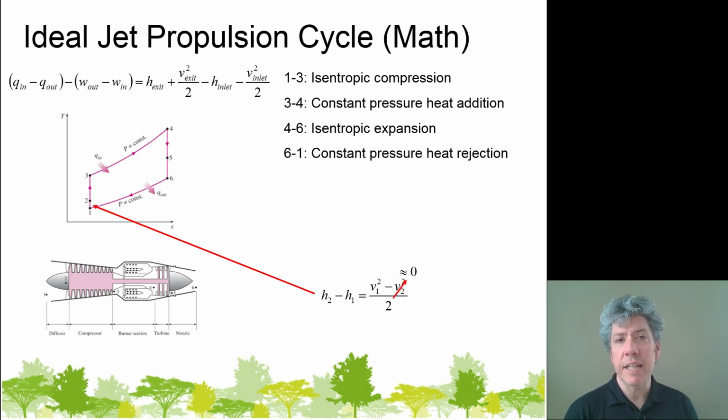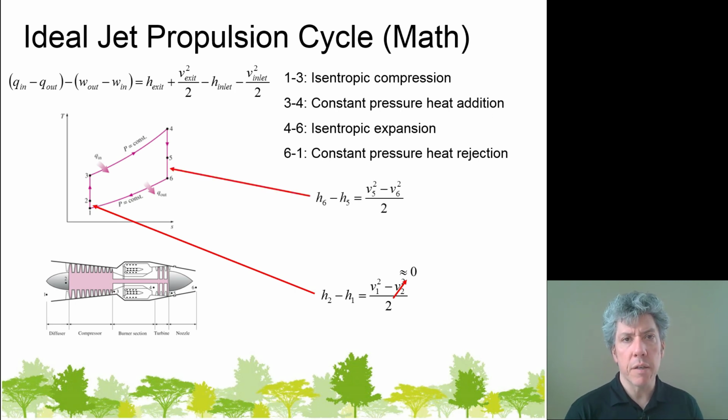Often we will neglect the exiting velocity of the air coming out of the diffuser and going into the compressor, and so a lot of times this energy balance will have the kinetic energy term, the velocity at the exit of the diffuser, just crossed off. Similarly, an energy balance is particularly useful for the nozzle at the back end of the engine. And what it does, of course, is actually a very important function.